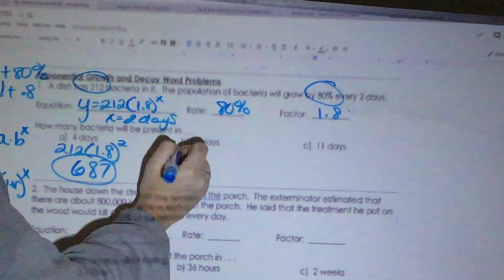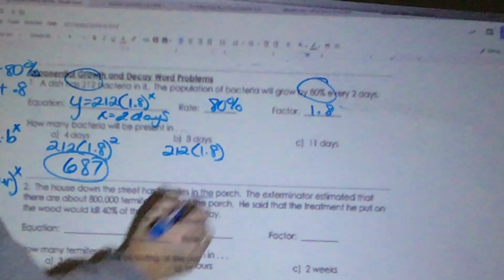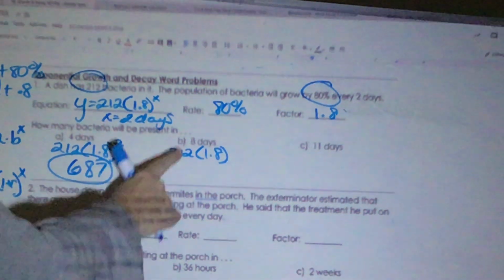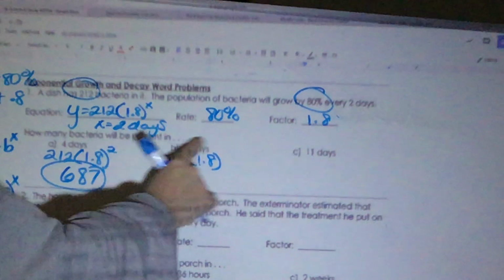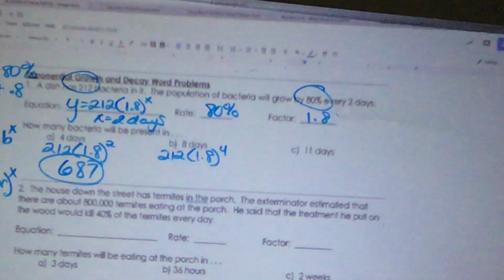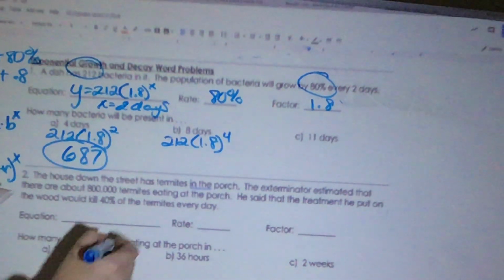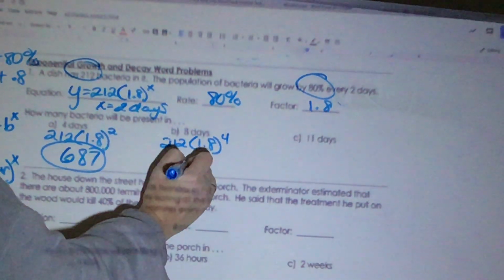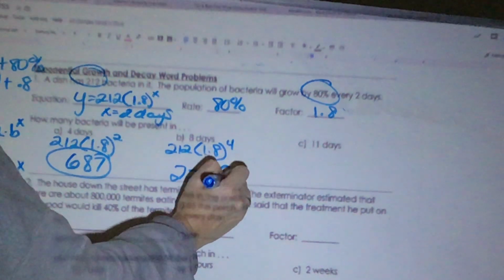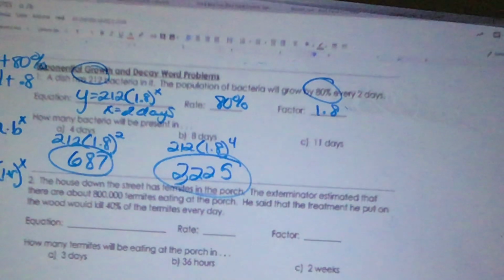Now for this one, I'm going to type in that whole thing again, but now my power is going to change. If I want to know what it is at 8 days, and this happens every 2 days, I want my power to be 4, because in 8 days, there's 4 sets of 2. And if you plug that in correctly, you should get 2,225 if you round it.